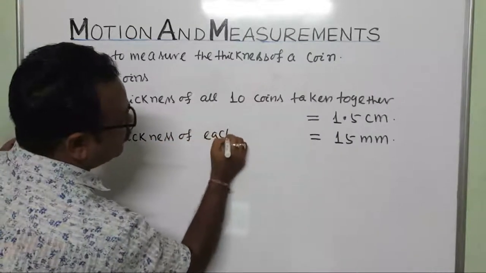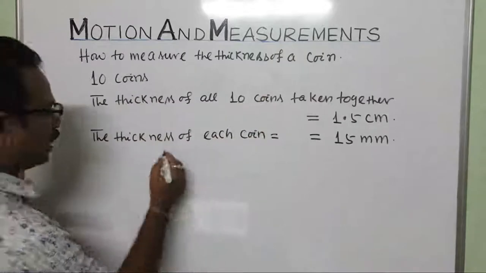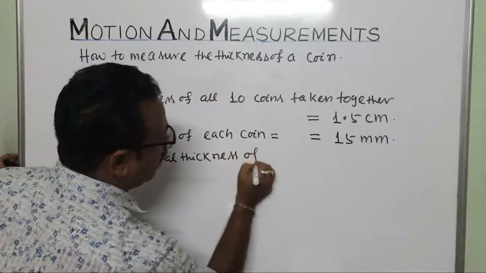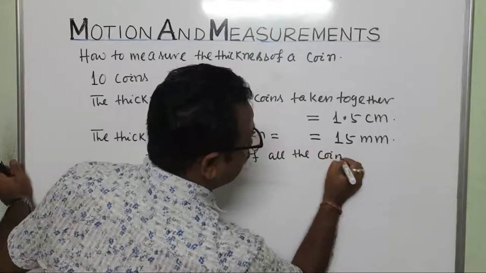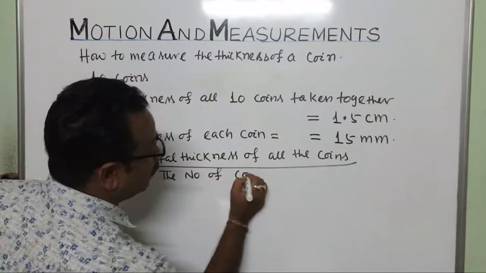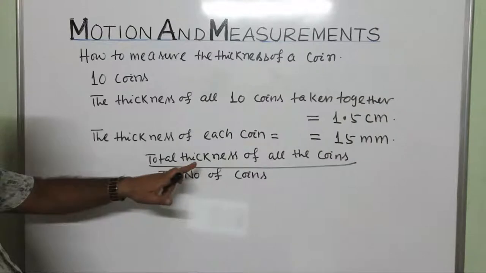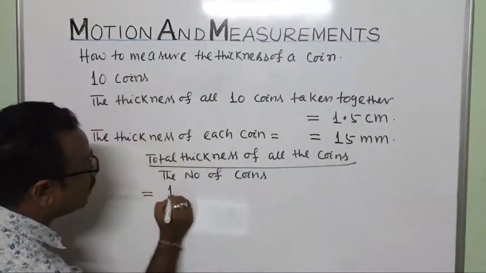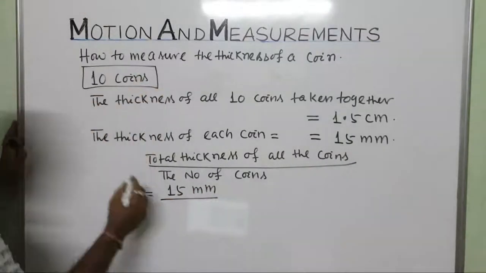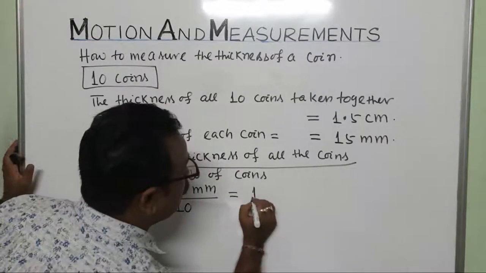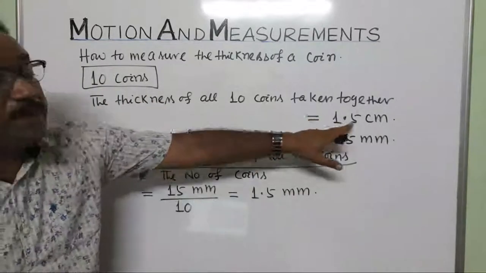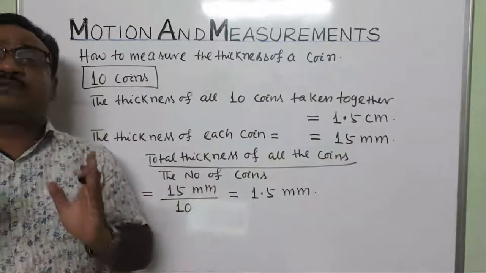The thickness of each coin is equal to total thickness of all the coins divided by the number of coins. So that is equal to total thickness of all the coins, 15 millimeter, divided by how many coins? 10 coins. How many coins have you taken? 10 coins. That is equal to 1.5 millimeter. Total 1.5 centimeter divided by 10 is coming 1.5 millimeter.